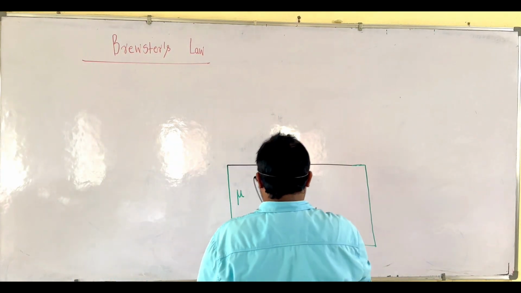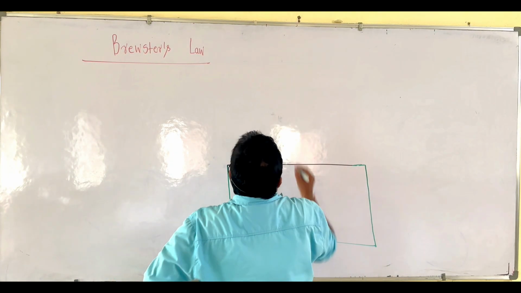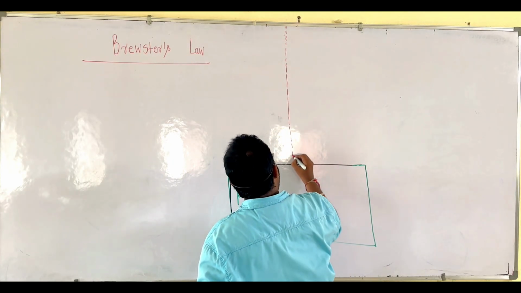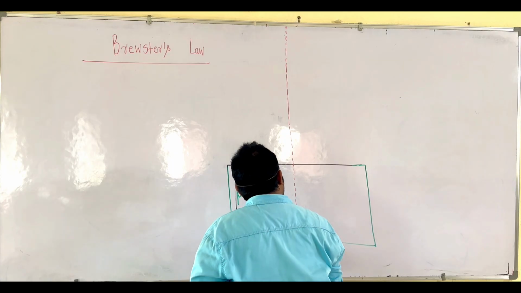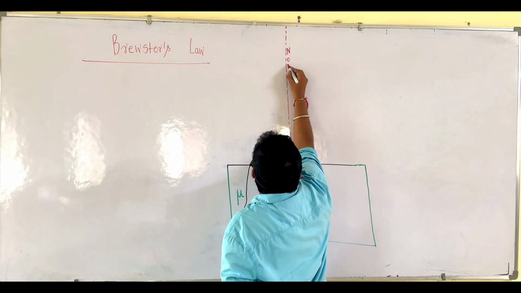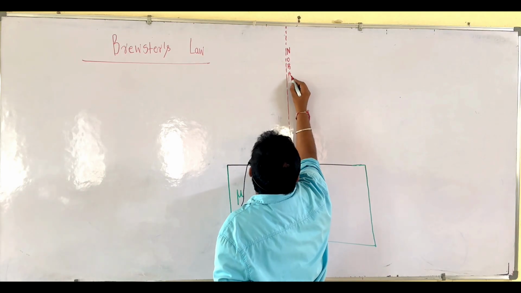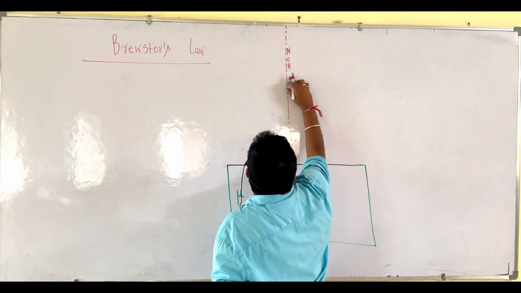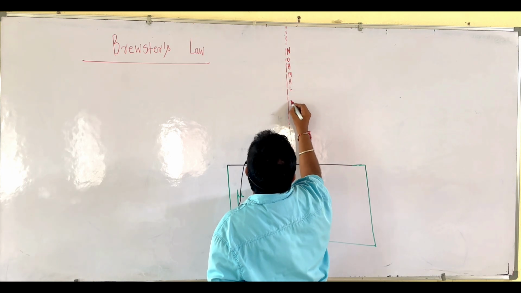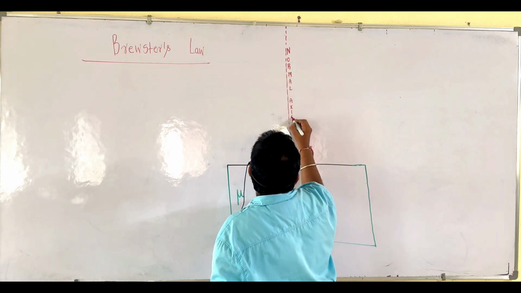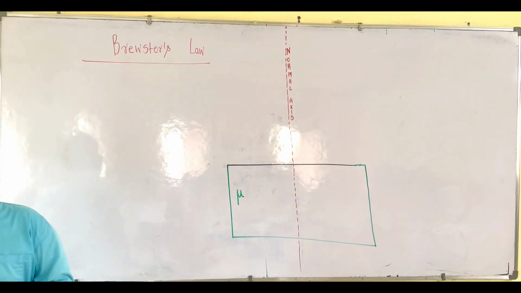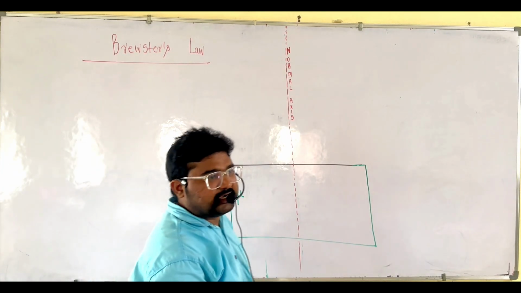Now we need to take the normal. This is the normal. I can say normal axis, the axis of the normal, perpendicular to this surface. Here we need to talk about the incident ray.